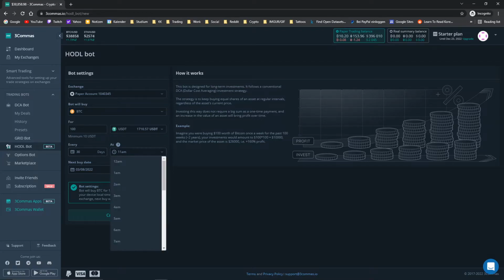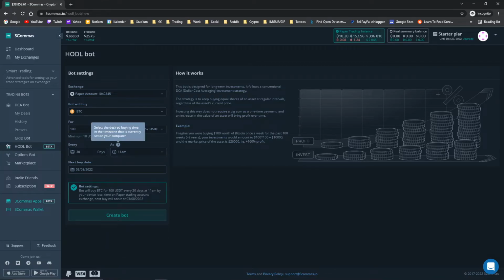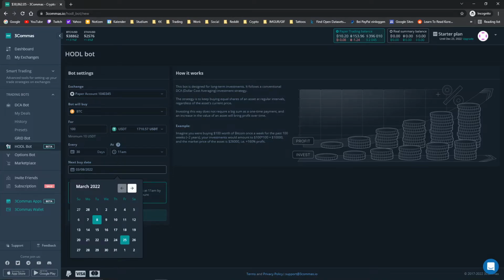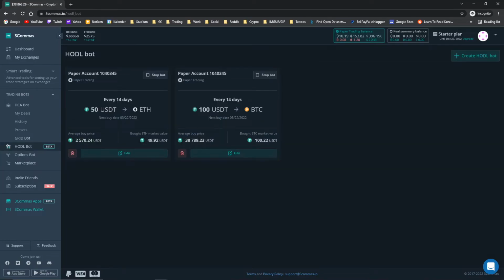Then you can also specify the time at what the crypto is going to be bought, which is always in your local time zone that is set at your computer. Last but not least, you can then specify the next buy date. So if you don't want the bot to buy immediately, you can specify that it, for example, buys tomorrow or the day after tomorrow.